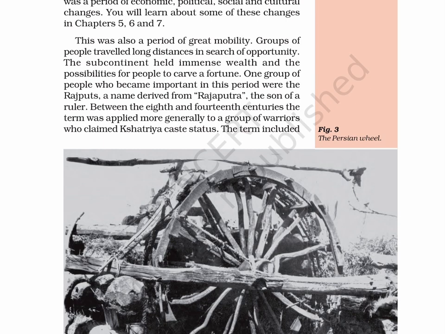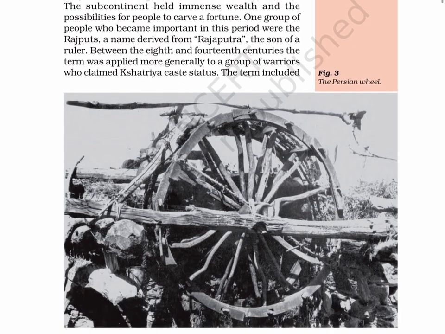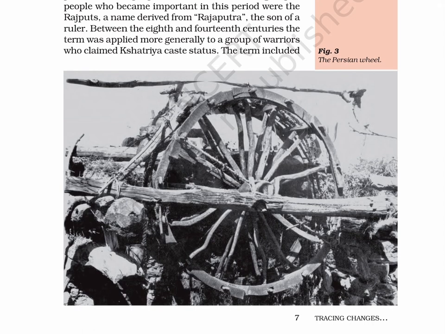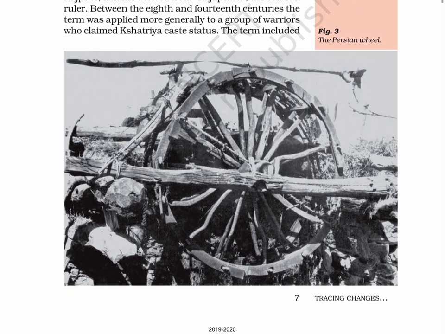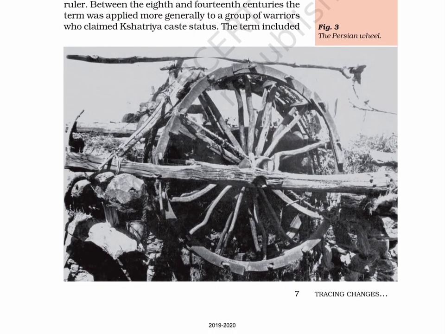One group of people who became important in this period were the Rajputs, a name derived from Rajputra, the son of a ruler. Between the 8th and the 14th centuries, the term was applied more generally to a group of warriors who claimed Kshatriya caste status. On this page, figure 3 is shown. This is the Persian wheel.